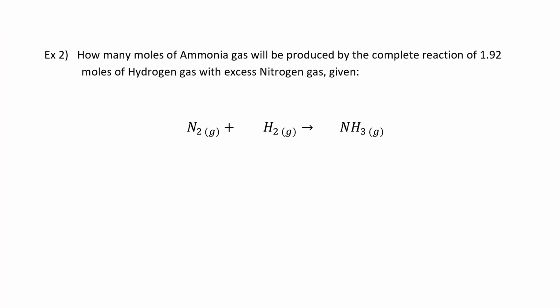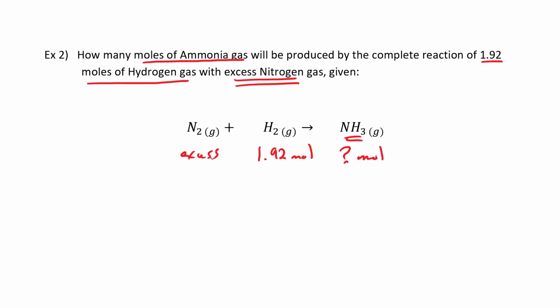Let's try an example now. How many moles of ammonia gas will be produced by the complete reaction of 1.92 moles of hydrogen gas with excess of nitrogen? So I'd like to find out how many moles of ammonia gas is created when I react 1.92 moles of hydrogen with an excessive amount of our nitrogen gas.